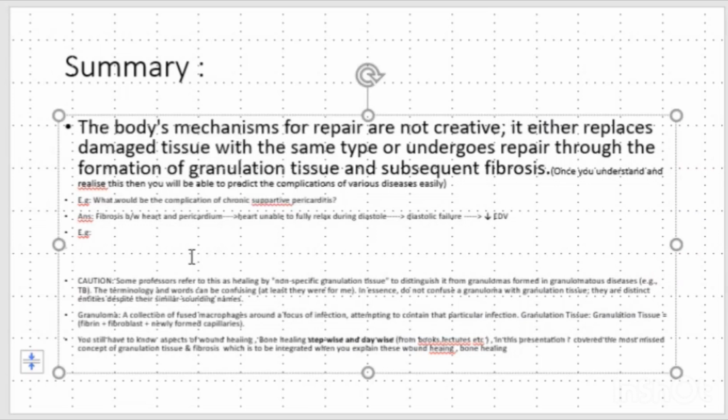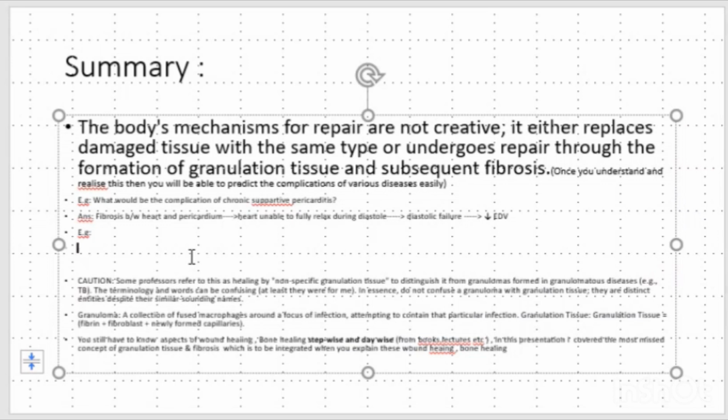Now, if you imagine that, then you have inflammation in the pericardium, some amount of fibrin must have been exudated out, and that fibrin will, over a long period of time, chronically, cause some degree of fibrosis. And since that fibrosis happened around the heart, it will not be able to relax. Therefore, you will have a problem in the filling of the heart, and that will lead to a decrease in diastolic volume.